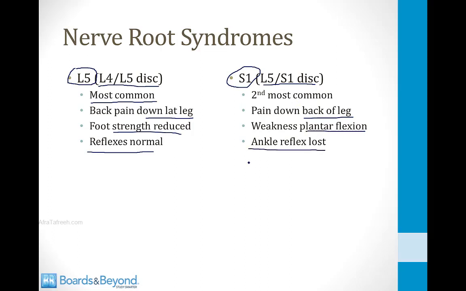And if you're trying to remember these for Step 1 of your boards, just remember that the ankle reflex is lost in an S1 nerve root syndrome. The reflexes are normal in the L5 syndrome. That will usually help you distinguish the two in a board question.